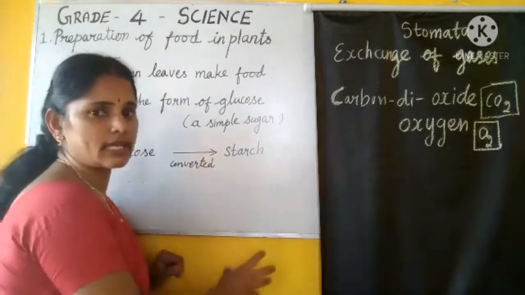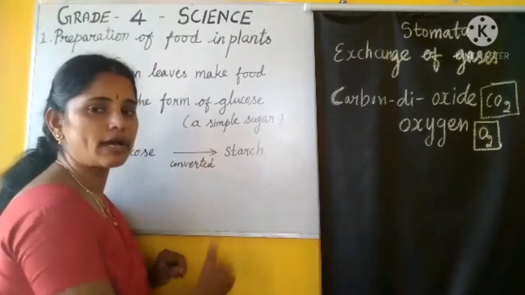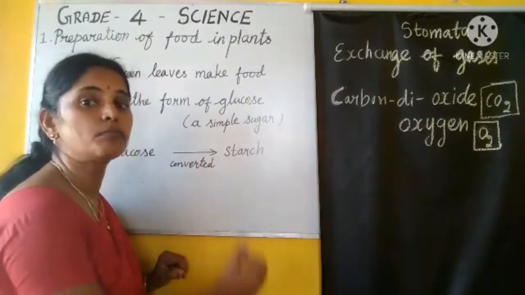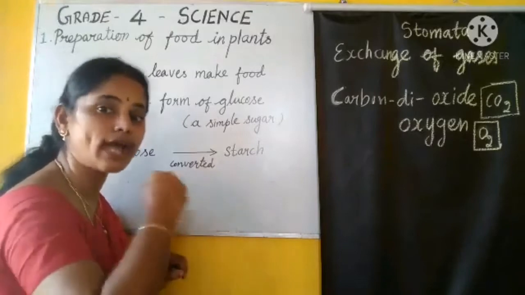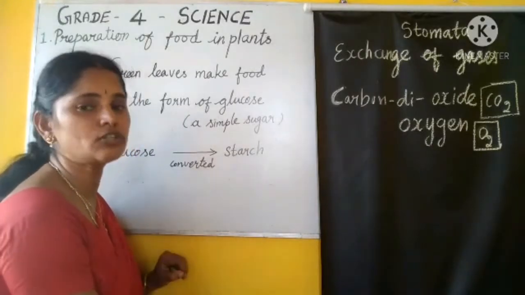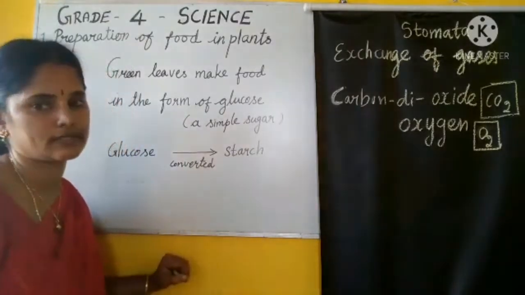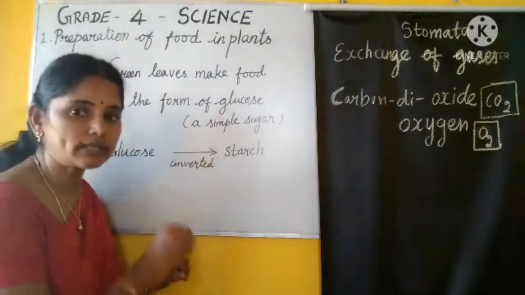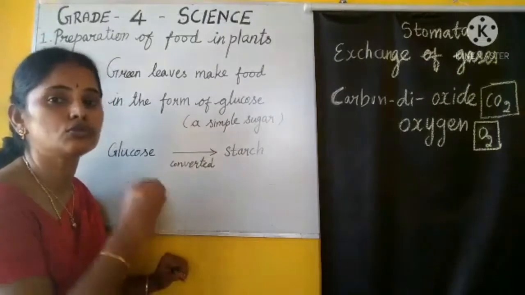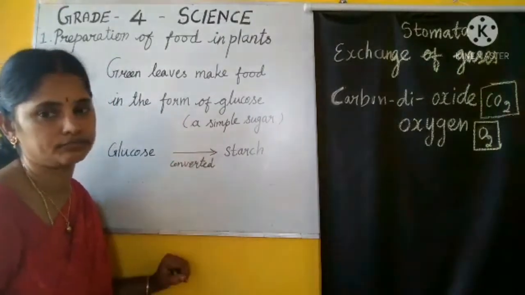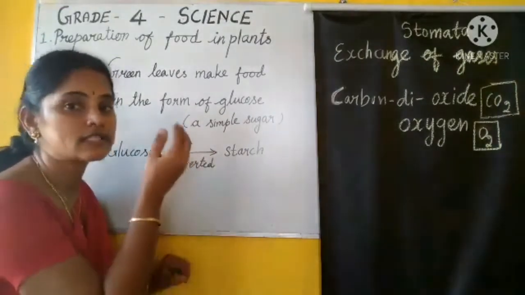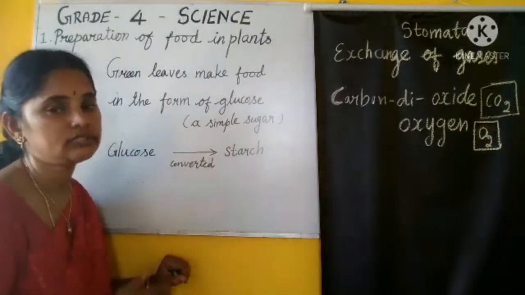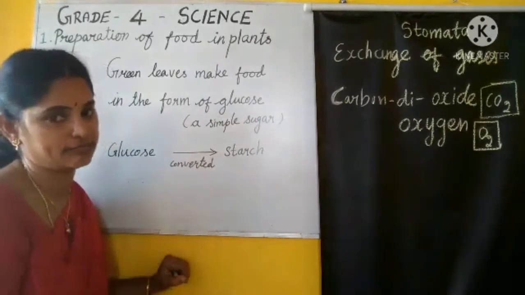So, we are saying starch is prepared as a result of the photosynthesis process. What is the proof? How can we believe that starch is prepared as food in the plants? What is the proof for that? So, for that, now we are going to do an experiment to prove that starch is prepared in the leaf. Starch is prepared in the leaf.